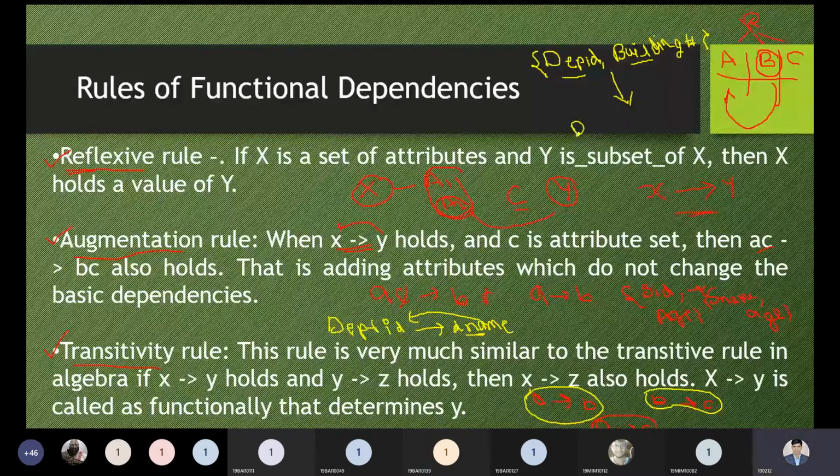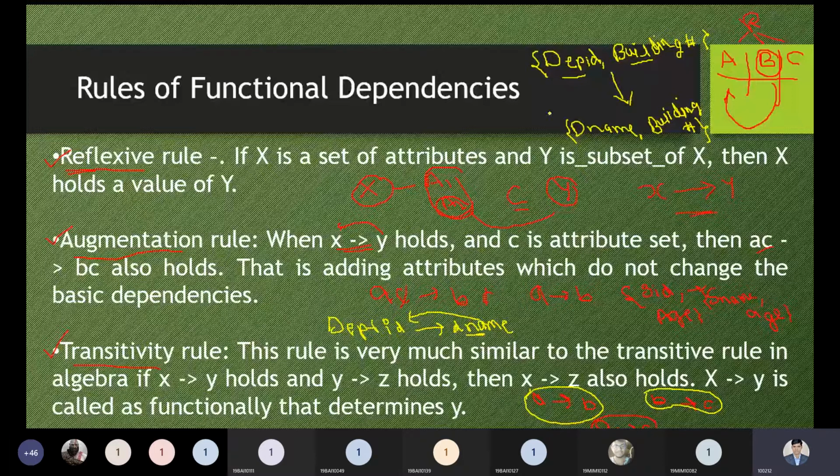and building number. But keep in mind, if you add the building number on the left side, the same attribute must be on the right side. You can't take a different attribute. If you take a different attribute, then it is not part of the augmentation rule. What I'm augmenting in this example is just the building number, so this example is known as the augmentation rule.